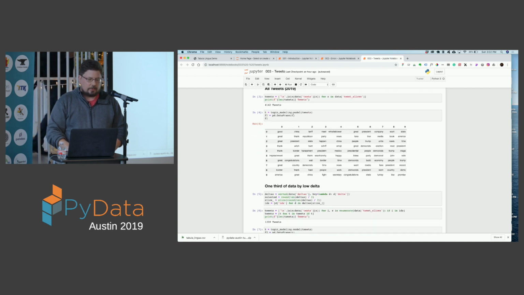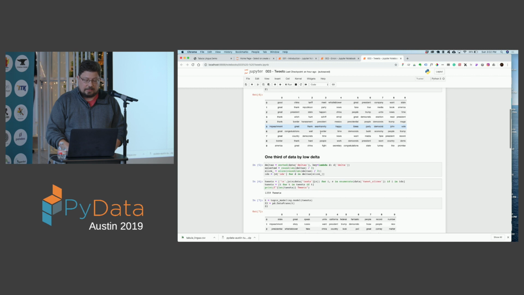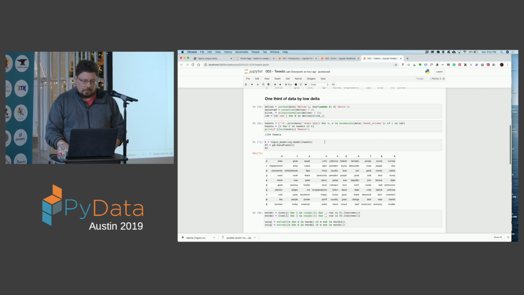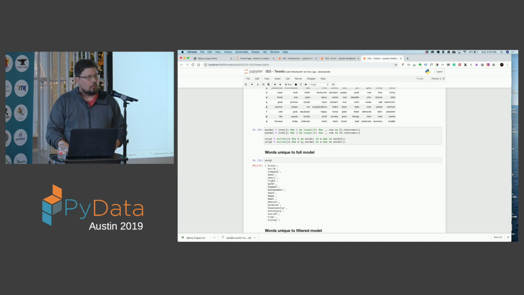I wrote a quick and dirty topic modeling script, and this is the topic modeling for the entire year of 2019. Then I take 1/3 of the data by the same low delta algorithm to get a different set of words. You can't really see much of a difference, but I collect the words into unique sets for each frame. And then I figure out which words are unique to each frame, which word is in the first group that's not in the second, and vice versa.